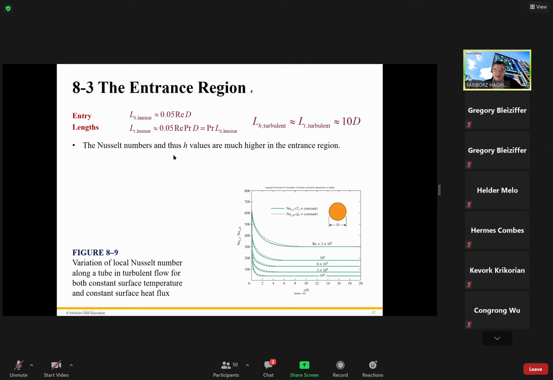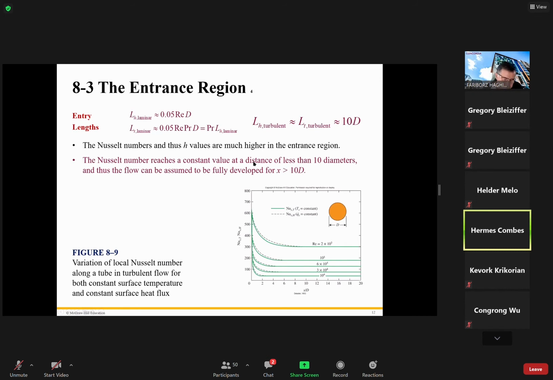The Nusselt number and h value are much higher in the entrance region. If you look here, the Nusselt number indirectly represents the heat transfer coefficient. If you look at that line, it is constant heat flux. The green line represents constant temperature. In all the cases, the heat transfer coefficient for constant heat flux is a little bit higher than constant temperature in the entrance region. After that, if you look at 10 diameters right here, it remains the same. The Nusselt number reaches a constant value at the end.